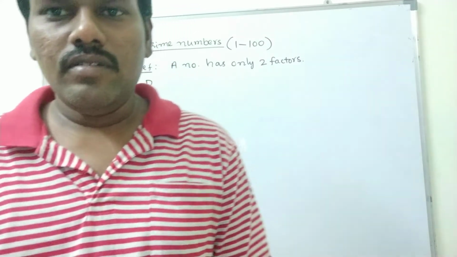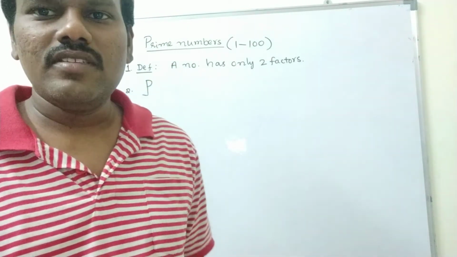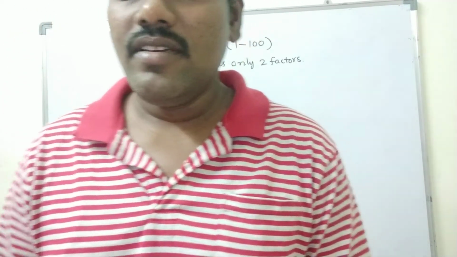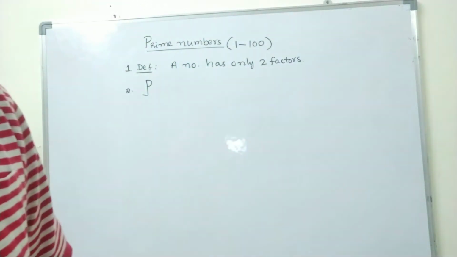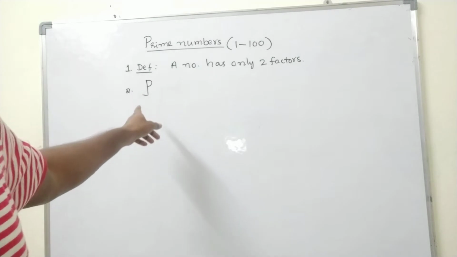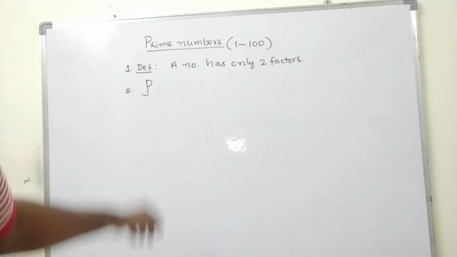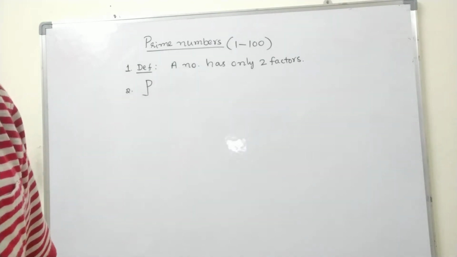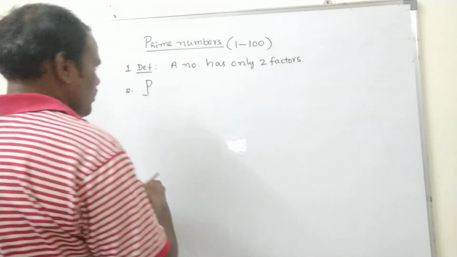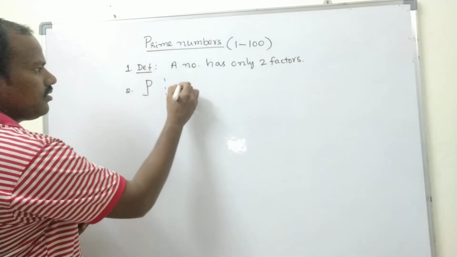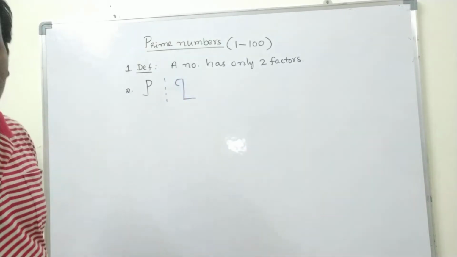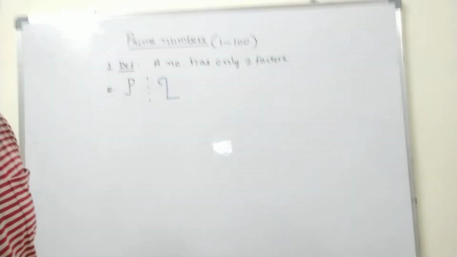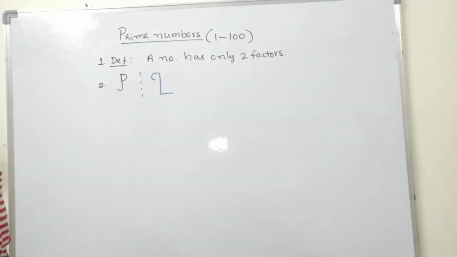Many of the students in the chat box are asking me how to write prime numbers. Prime numbers you know very well. The first letter is P. If you take the mirror image of P, you will get the reverse 2. So prime numbers always begin with the number 2. Okay, that fact you have to remember.